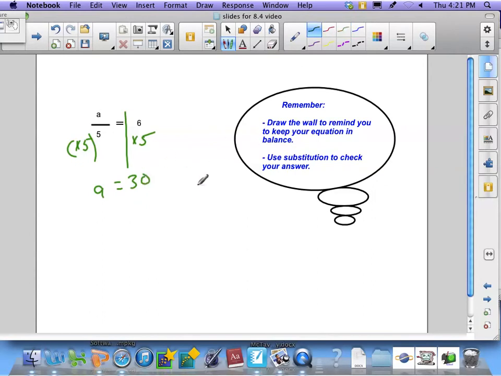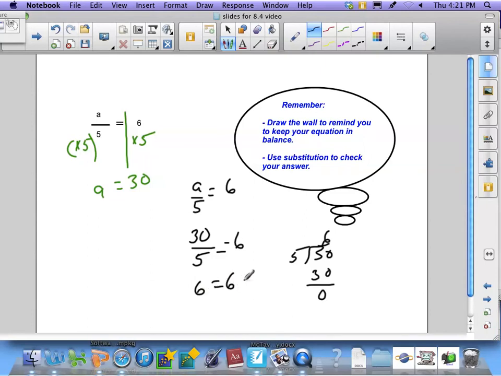Let's look at our check now. a divided by 5: we're going to rewrite the problem. We're going to substitute 30 for a. 30 divided by 5 equals 6. No fake checking, do the math. 5 times 6 is 30. 6 is equal to 6, so you know your answer is correct.